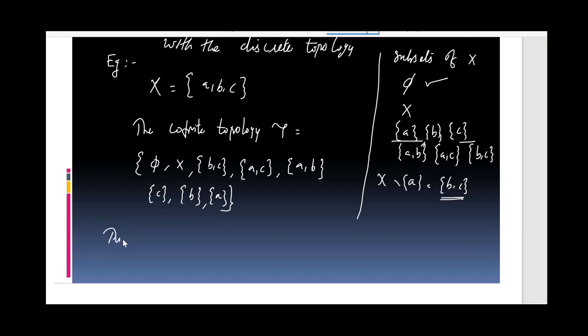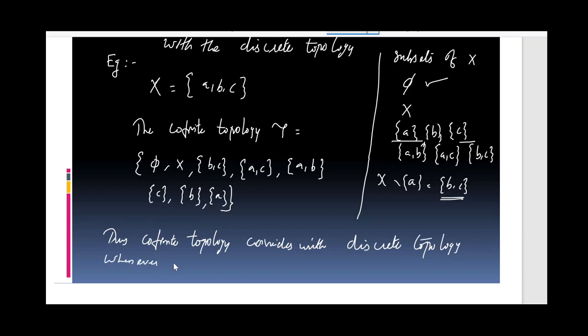Thus the cofinite topology coincides with the discrete topology whenever X is finite.